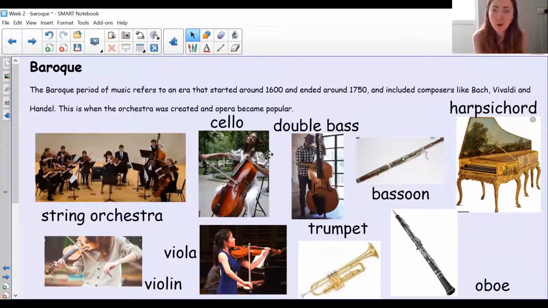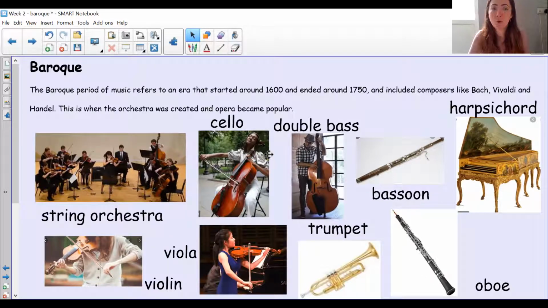So, Baroque, just to explain a bit about Baroque music, it's a period of music that refers to an era that started around 1600 and ended around 1750. So a really, really long time ago, over 300 years ago is when this music is from, which is why you probably haven't or possibly haven't heard it before. It's a very old style of music. And it included composers like Bach, Vivaldi, and Handel. So that was the names of some famous composers of the time.